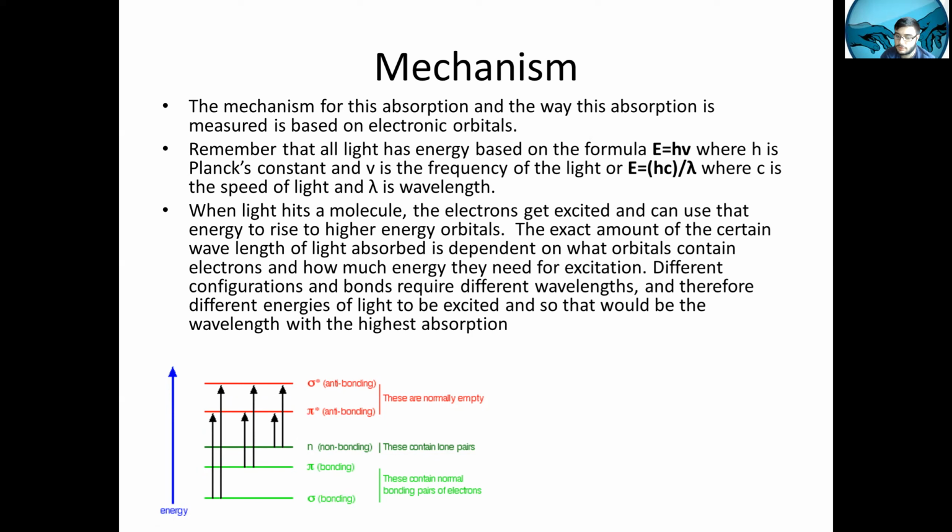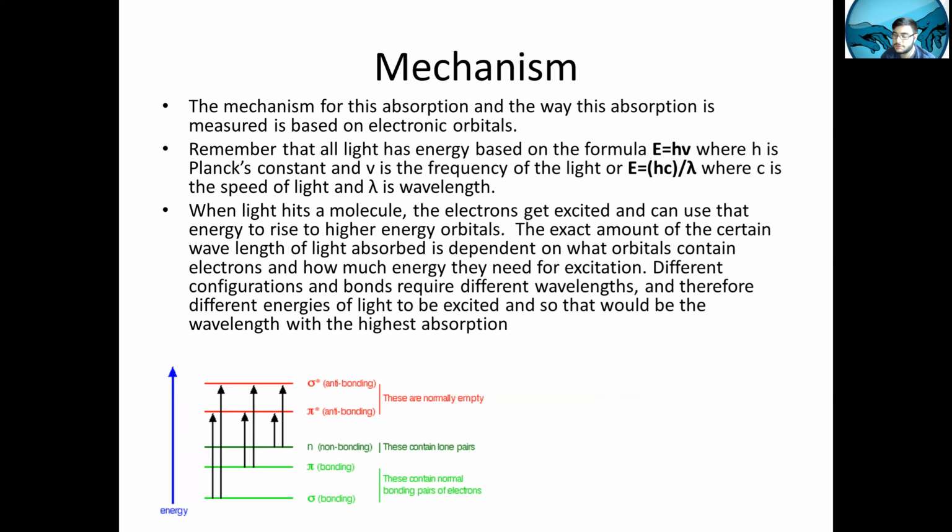And the reason that you want to go from non-bonding to bonding, normally from lone pairs to bonding, is because it's lower energy, right? Remember that all light has energy in it based on the formula E equals hv, where h is Planck's constant and v is the frequency of the light, or E equals hc over lambda, which is, I think, in some ways easier to use. Depends what they give you, whether they give you the frequency or the wavelength, because you already know the speed of light, where c is the speed of light and lambda is the wavelength.